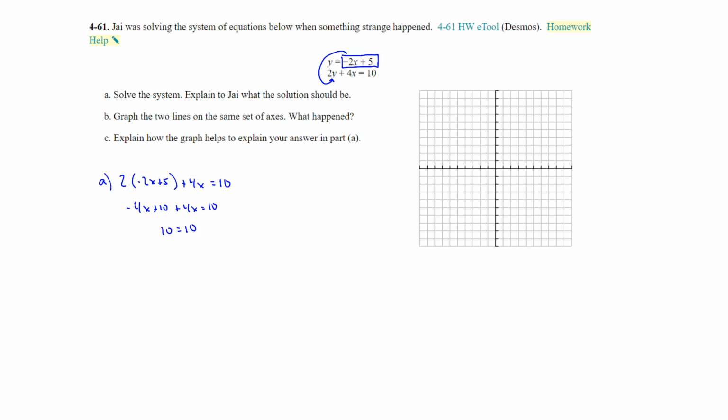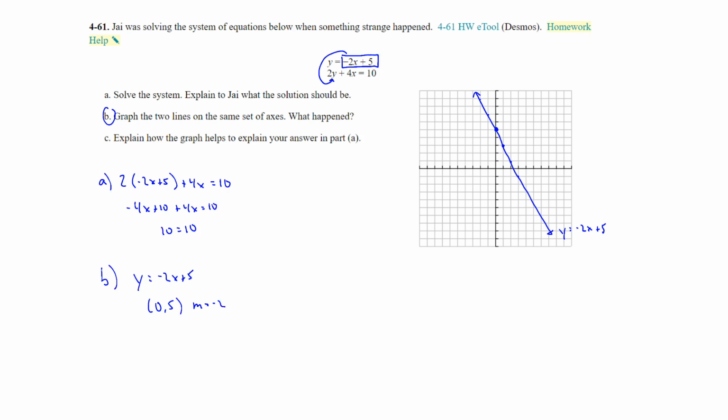So let's go ahead and move to part B first before we try to answer this part of the question. We know there's something strange happening, but let's go to part B now and graph the two lines and see what happens. So if we graph the negative 2x plus 5, the y-intercept is 0, 5, with a slope of negative 2. So we're going to go down 2 over 1. And then we can graph that line. So this will be y equals negative 2x plus 5.